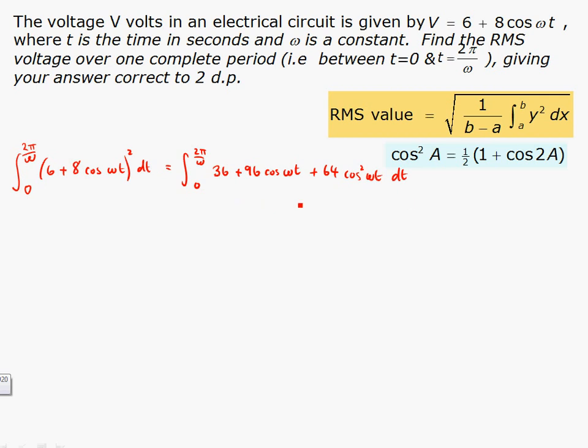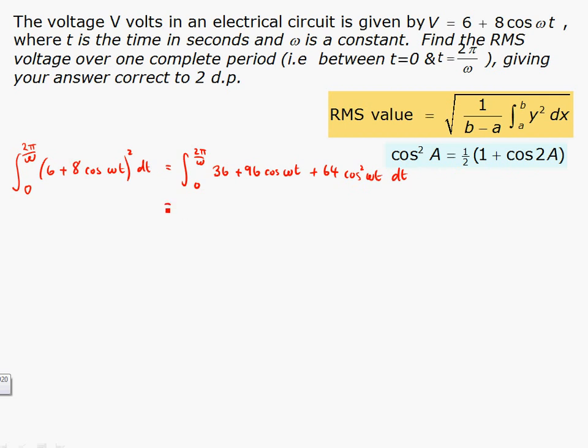Right, so then we could integrate it. We can integrate 36, that's fine. We can integrate cos omega t, that's a standard integral from the formula sheet. But cos squared, we can't integrate directly, it's a product of two functions, it's more difficult. So what we need to do with this term is use this formula up here.